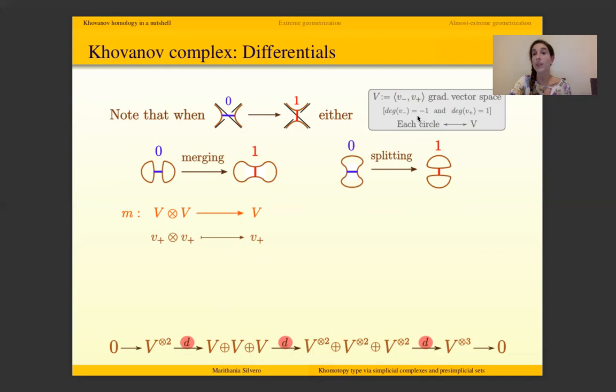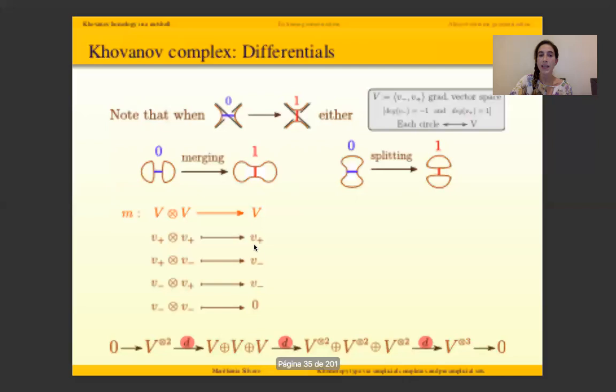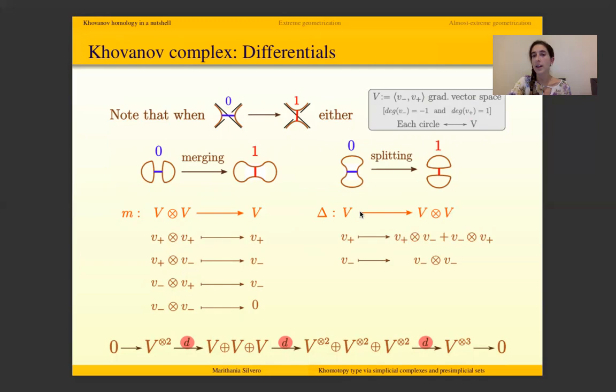So we say that V plus times V plus goes to V plus, V plus times V minus goes to V minus, and the same for V minus times V plus, and V minus times V minus goes to zero, okay? So this is M, it is defined that way. And here we have a copy of V because we have one circle, which is mapped into two copies of V's because here we have two circles.